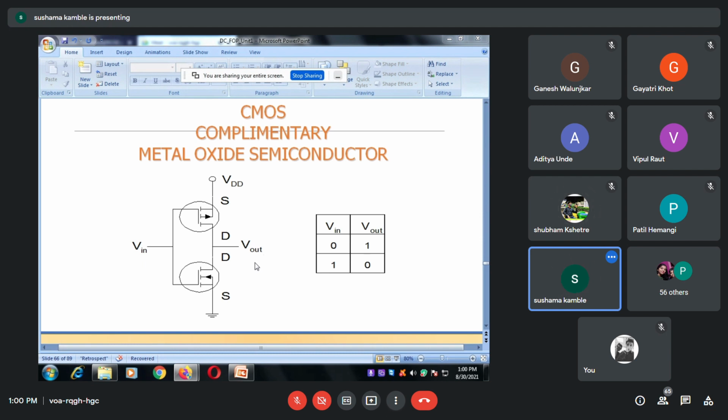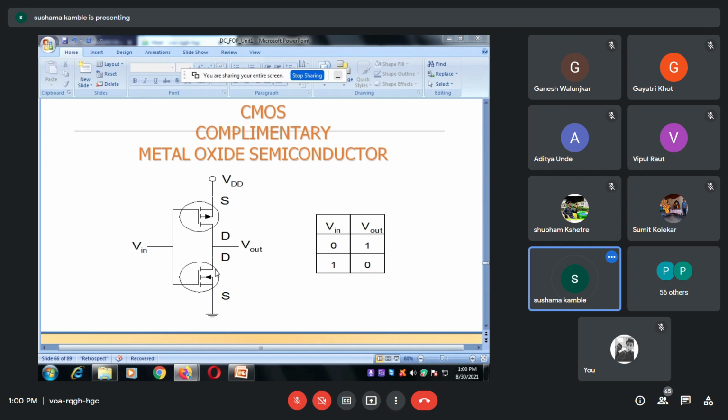All students, should I go ahead or should I repeat it again? Repeat it again in short. Repeat me. Okay, no problem. Now listen carefully. I'm not going to ask you the questions now. See why it is called a complementary. Here PMOS and NMOS are connected in series. Okay. This upper MOSFET is a PMOS and this lower is an NMOS.